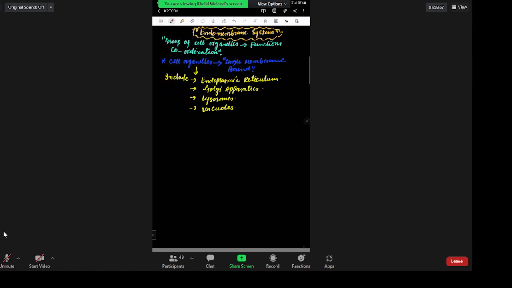So let us one by one discuss these four members of this endomembrane system. Let us get started with the endoplasmic reticulum. Endoplasmic reticulum, आप लोग heading देंगे. This endoplasmic reticulum, you all may be knowing, is abbreviated as ER.